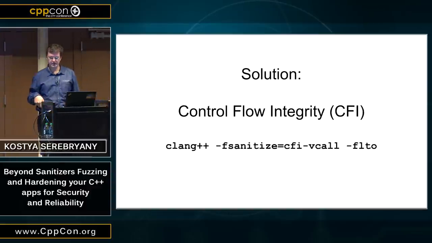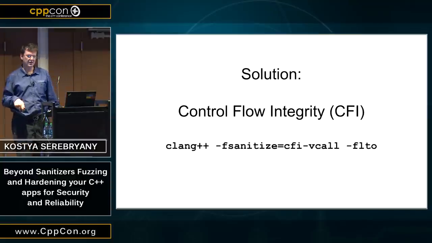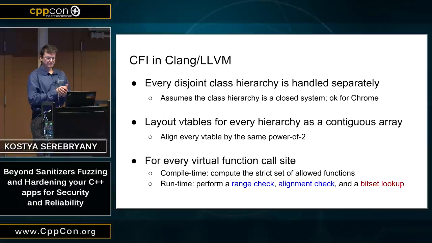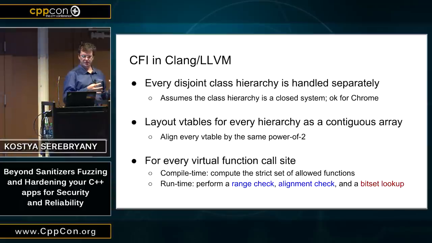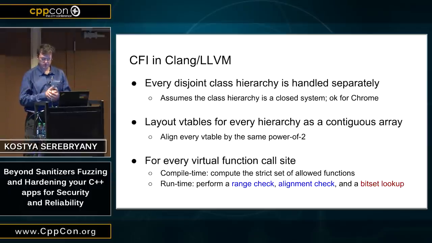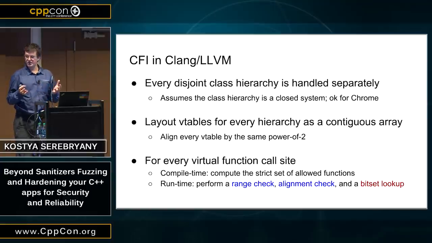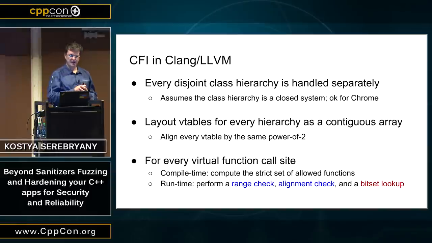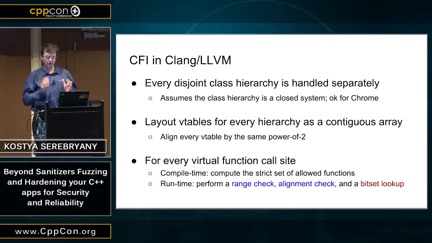Our solution is called Control Flow Integrity, or CFI for short. It is implemented in the fresh version of Clang, and it requires the flag -fsanitize=cfi-vcall, and it also relies on link time optimization, -flto. How does it work? First of all, at compile time, we treat every disjoint class hierarchy in the C++ application as a separate thing. We don't do any analysis between disjoint class hierarchies. Of course, since we're also using LTO, which means whole program mode for C++, it assumes that the class hierarchy is a closed system. In other words, you don't inherit from a class in the main binary to another class in a shared library that is separate from the main binary. This is a restriction, but it works perfectly for Chrome, and I'm sure it will work for many other applications.